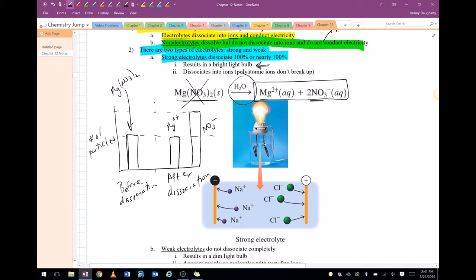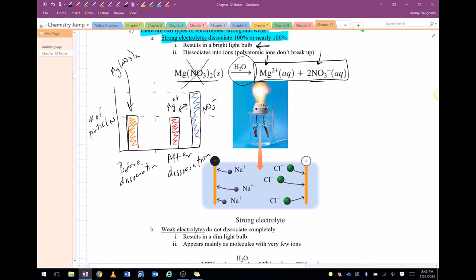Now notice the nitrate is twice as big as the magnesium, right? And it should be, because if we take a look at this, for every one magnesium I get two nitrates. So that's why my nitrate is twice as big as my magnesium ion. But notice after dissociation we don't have any magnesium nitrate. Let's color these. Then here's magnesium and here is nitrate. Okay? Now that's a strong electrolyte.